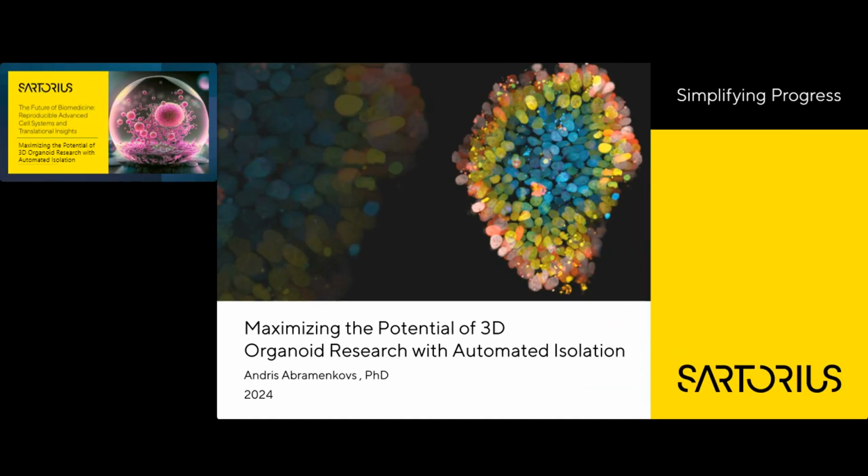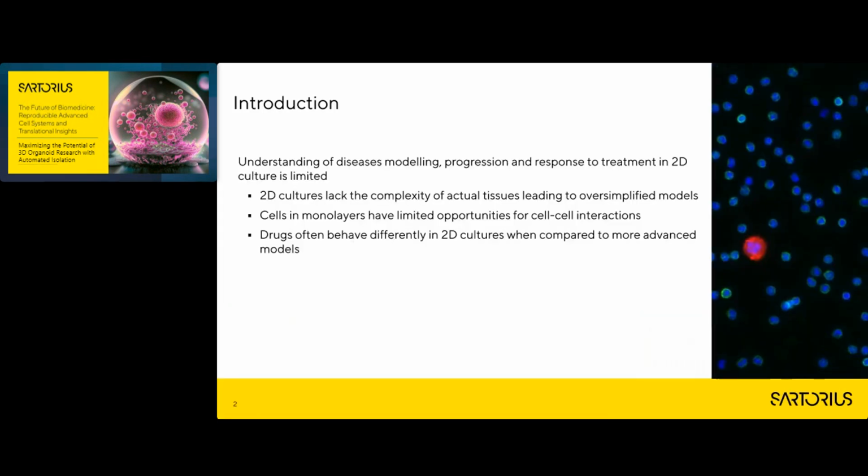Hello, everyone, and thank you for joining today's session, where we will be discussing how to maximize the potential of 3D organoid research using automated solutions. 2D cell cultures are extensively utilized in biomedical research. However, they lack the complexity of actual tissues, resulting in oversimplified models that might not accurately depict the progression of disease or response to a treatment.